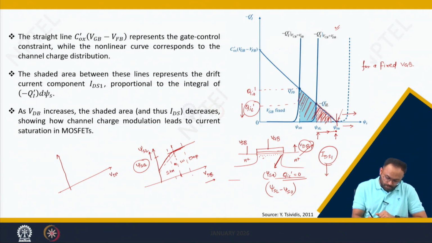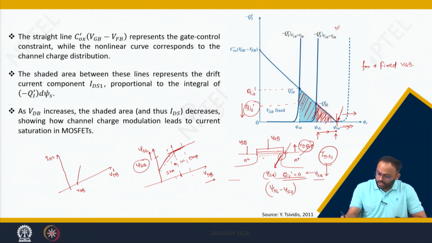If we are plotting the output characteristic with respect to VDB and IDS, let us say this is VSB. A small increase in VDB increases the area and hence the current increases linearly. But after a certain point, the increase in VDB is not changing the surface potential here, and the surface potential is pinned to psi SA. So the change in charge is fixed.